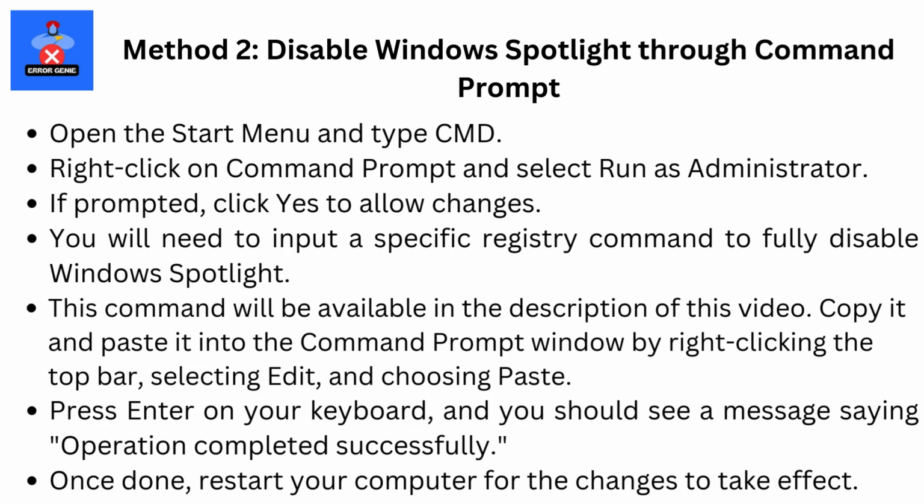You will need to input a specific registry command to fully disable Windows Spotlight. This command will be available in the description of this video. Copy it and paste it into the Command Prompt window by right-clicking the top bar, selecting Edit, and choosing Paste. Press Enter on your keyboard, and you should see a message saying, Operation completed successfully. Once done, restart your computer for the changes to take effect.